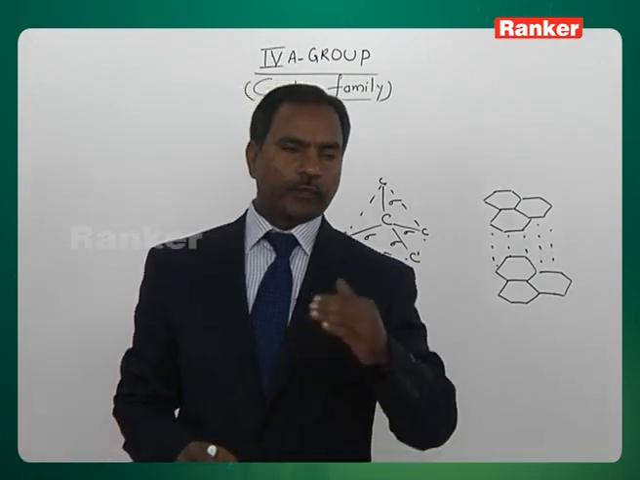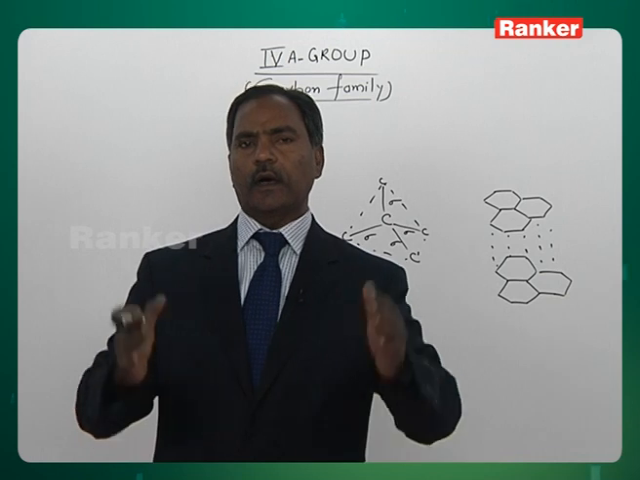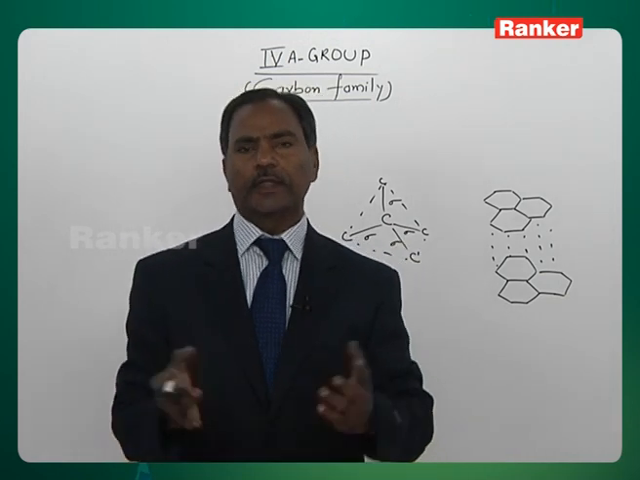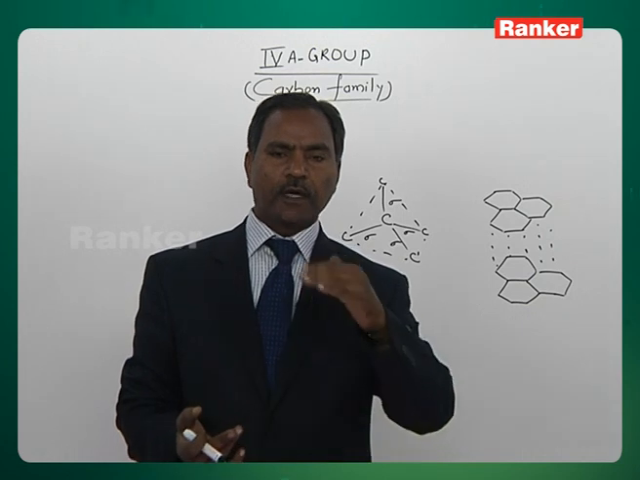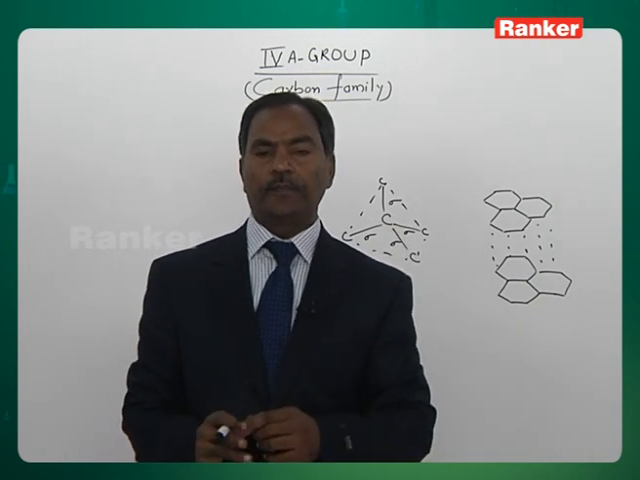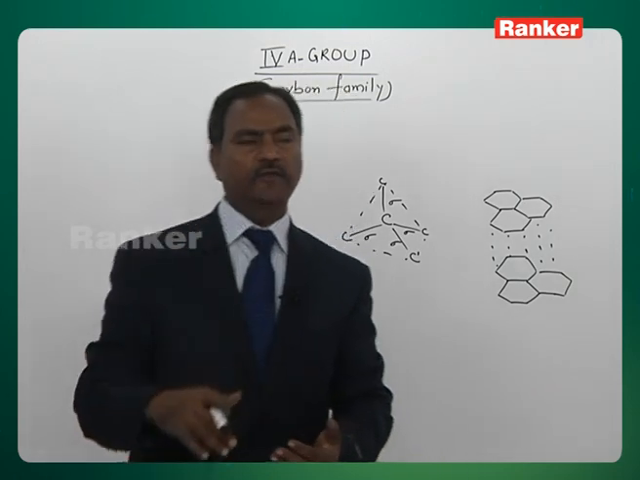Coming to option D, certain atoms in diamond are smaller in size. No, all are actually carbon atoms. How can they be smaller? All have the same size. So diamond and graphite are both made up of carbon atoms. Diamond is hard, graphite is soft.